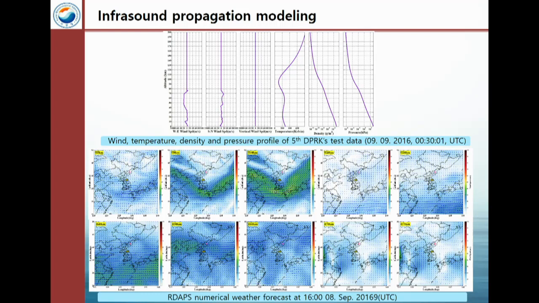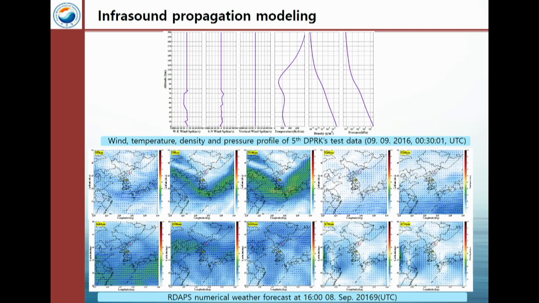And this is the infrasound ray tracing simulation for the 4th nuclear test, and we have a very good focus on the test site. All we have to do is use, because KMA is the Meteorological Administration, we have a lot of atmospheric data and numerical data with ECMWF, RDAPS, and other modeling data. I'm starting to use that with our colleagues.